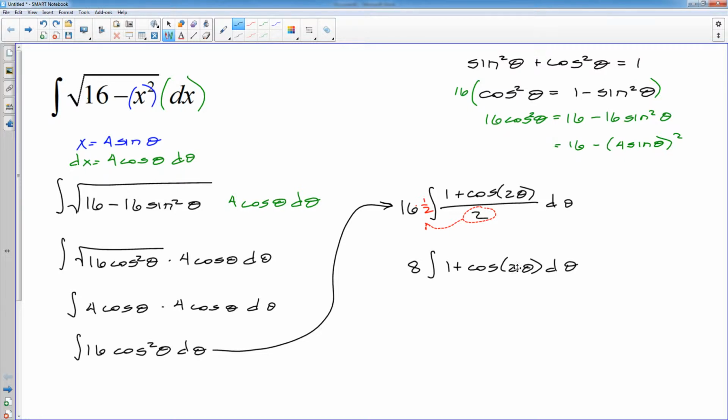And now finally I can do the antiderivative. The antiderivative of 1, and now this is d theta, is just theta. And the antiderivative of cosine 2 theta is going to be sine 2 theta divided by 2.